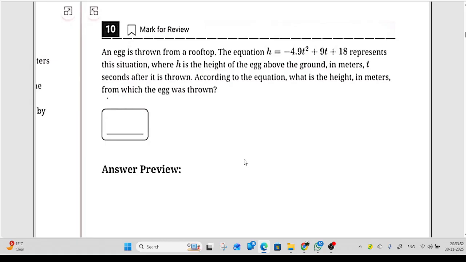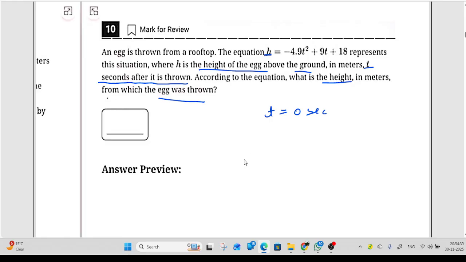Now let's see the next question. It says an egg is thrown from a rooftop. The equation is given, and h is the height of the egg above the ground in meters, and t is the seconds after it is thrown. According to the equation, what is the height in meters from which the egg was thrown? So basically, the initial height of the egg is when the time t is 0 seconds. So initially time was 0 seconds, right? Which is when the egg is first thrown from the rooftop.